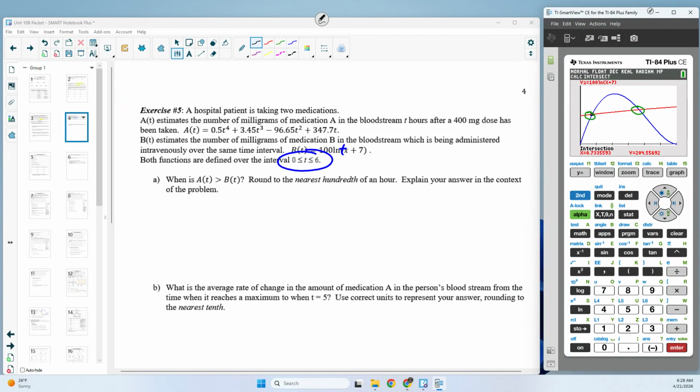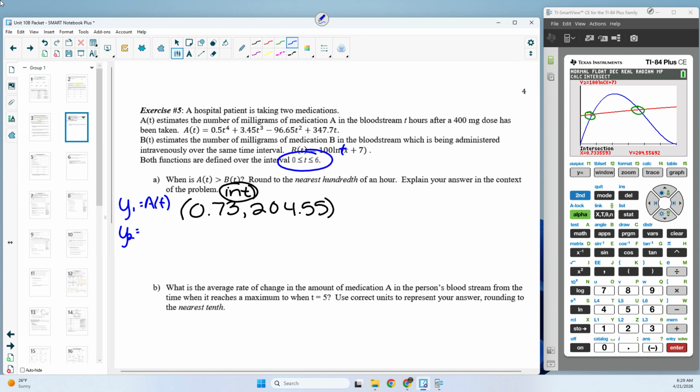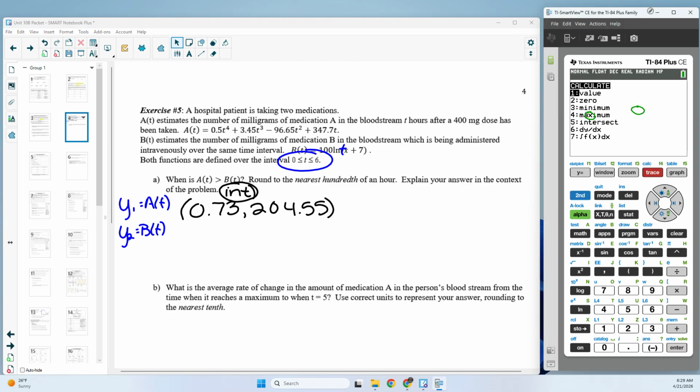And I see that that intersection point is at 0.73, 204.55. So these are my intersections. I probably wanted to write first that in Y1, I put A of T, and in Y2, I put B of T. So second intersection point, second, calc, intersect, and I will scroll over and I'm going to show you something here.